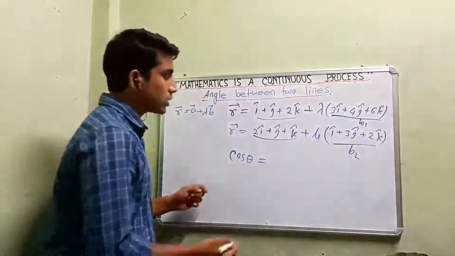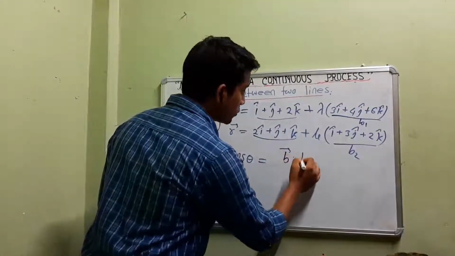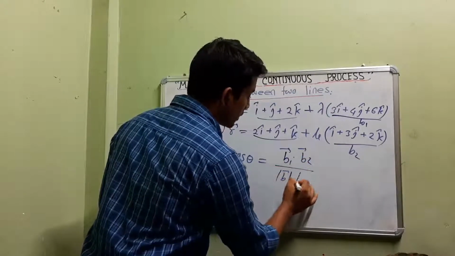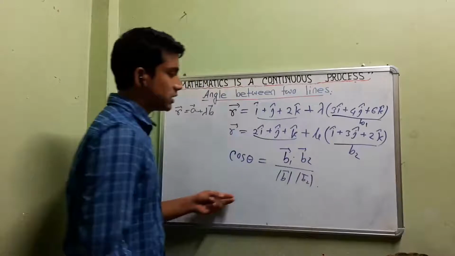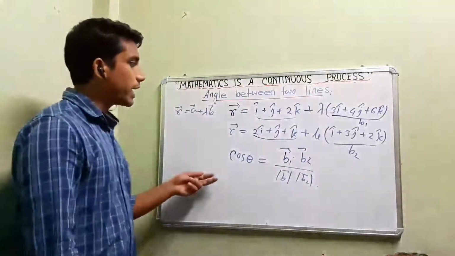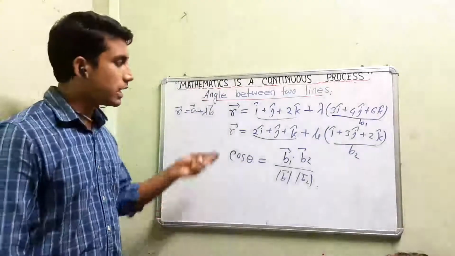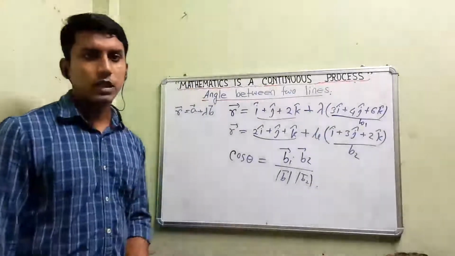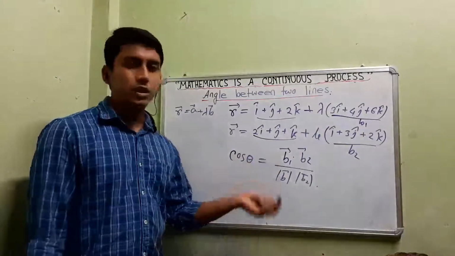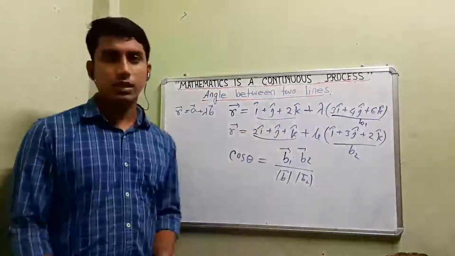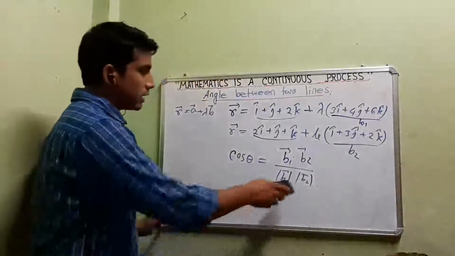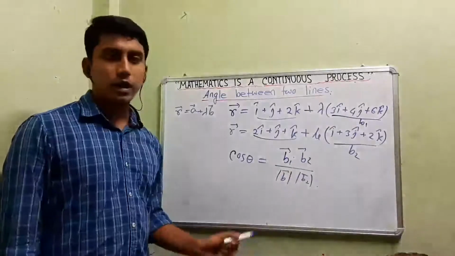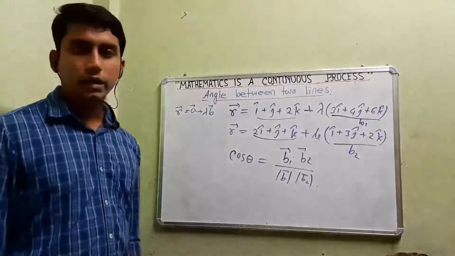angle. So cos theta is equal to the dot product of b1 and b2 divided by modulus of b1 into modulus of b2. This is the simple way to find the angle between two straight lines in space, if it is given in vector form. In Cartesian form also we can easily do it. Just take the direction ratios. You can take the dot product of b1 and b2, then divide it by their moduli, and you will get the angle between them.